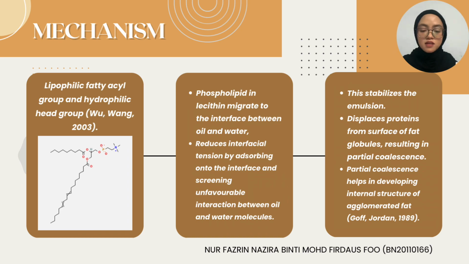This stabilizes the emulsion, because this action lowers the free energy as the thermodynamic system moves toward equilibrium by reducing the surface area. This consequently displaces proteins from the surface of fat globules, resulting in their partial coalescence. Partial coalescence helps in developing an internal structure of agglomerated fat. In other words, the partially crystalline fat phase produced during mixing, where the emulsion is created, undergoes partial coalescence, resulting in a three-dimensional network of agglomerated fat surrounding the air bubbles and leading to a solid-like structure.